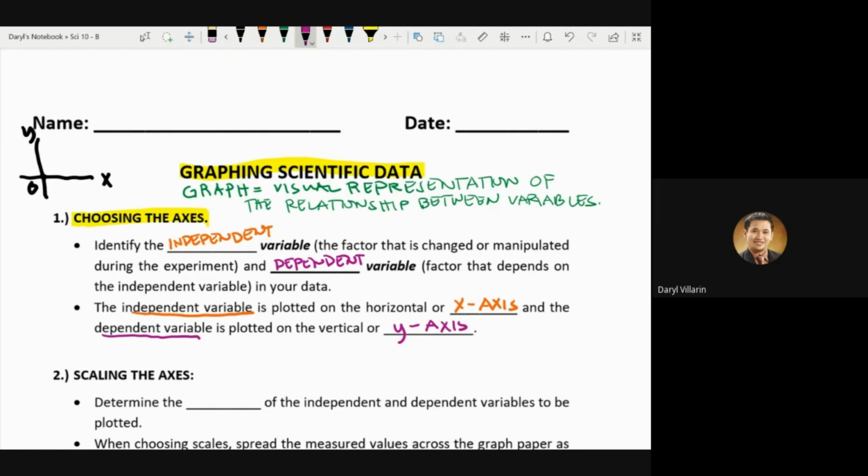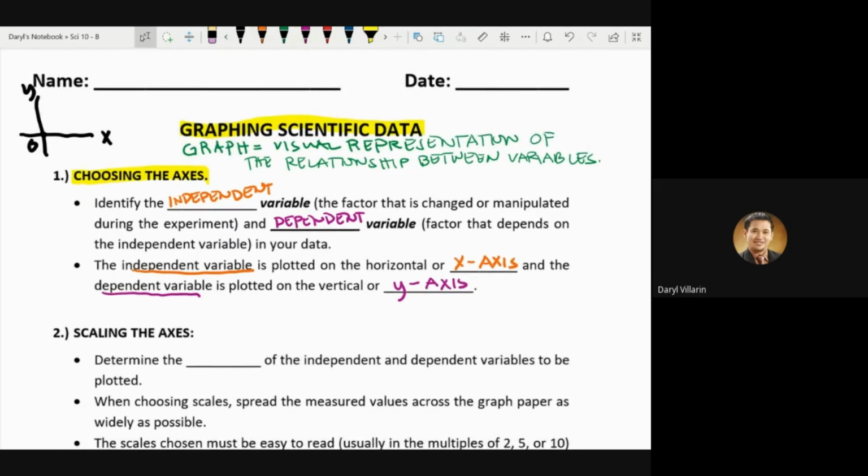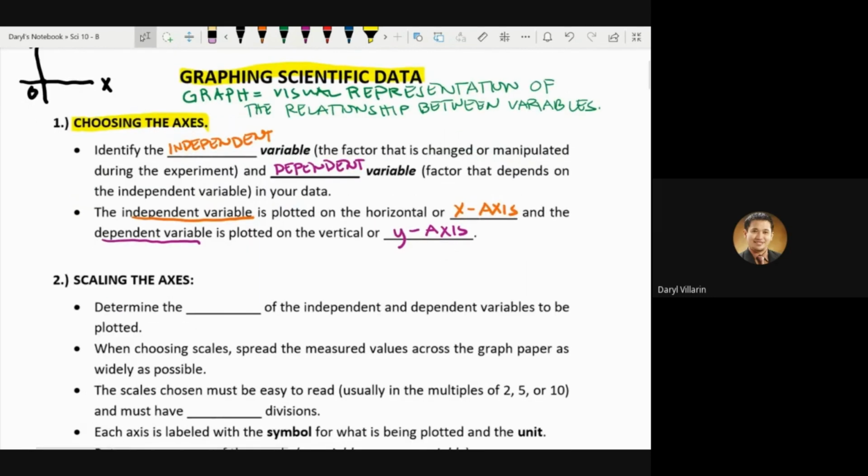Okay. So once you have done that, you need to choose the correct scaling. So to do that, you need to determine the maximum and minimum of the independent and dependent variables to be plotted. It's very important. What is the maximum value of your independent variable and its minimum value, as well as for the dependent variable.